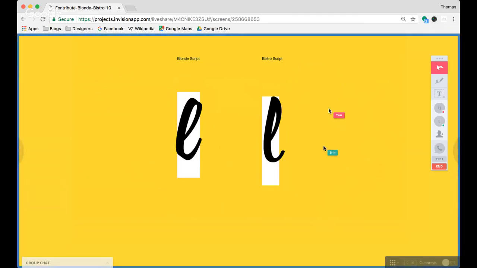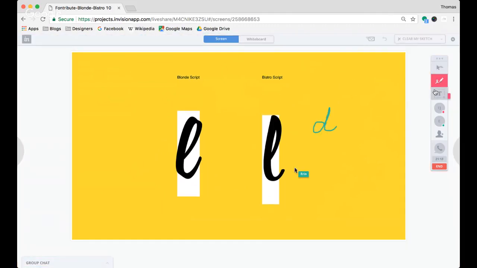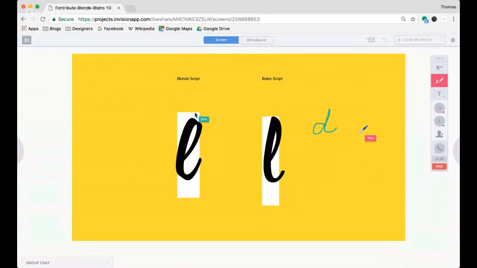This is the last one, I believe, but I just wanted to include this because when we were talking about the D, it's the kind of closed loop abbreviated form of that. But I noticed that in Blonde script that they kept this counter very open, and there's a lot of light, a lot of white happening in there. Bistro is a little more closed off there, so I also think Bistro is going to feel a bit heavier in the ascenders, and maybe even some of the descenders. So that's my hunch.